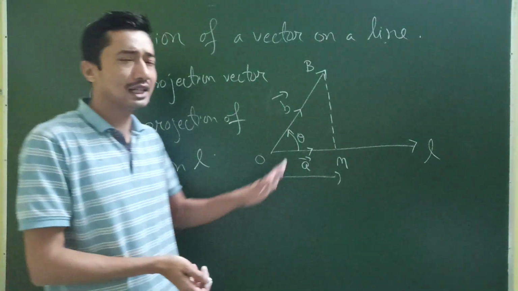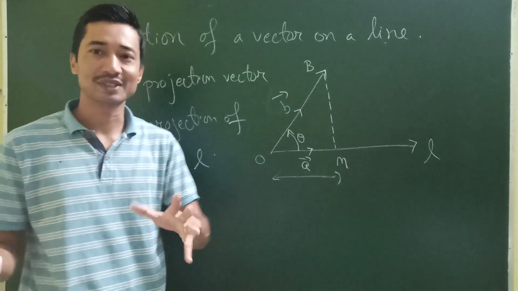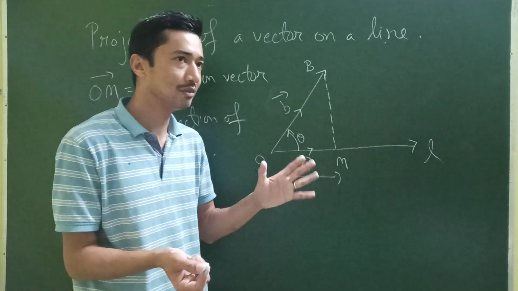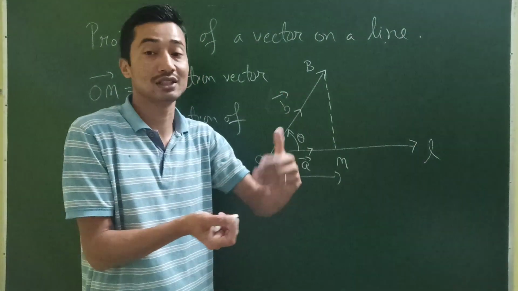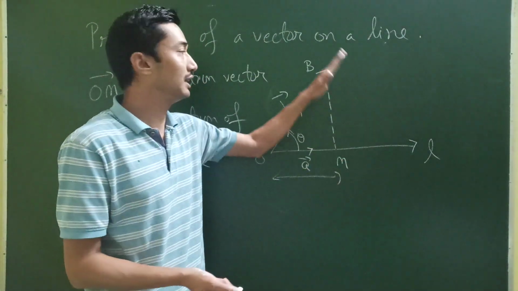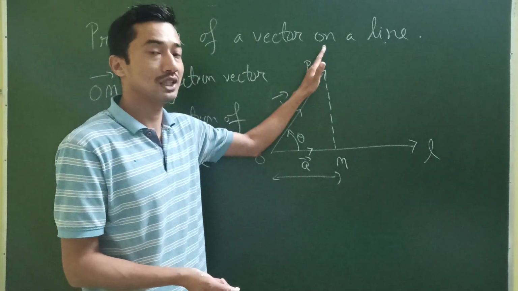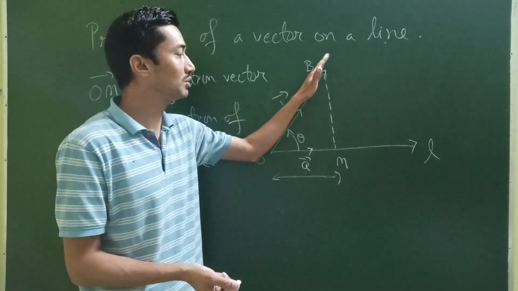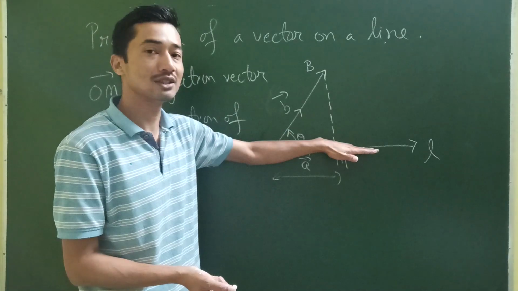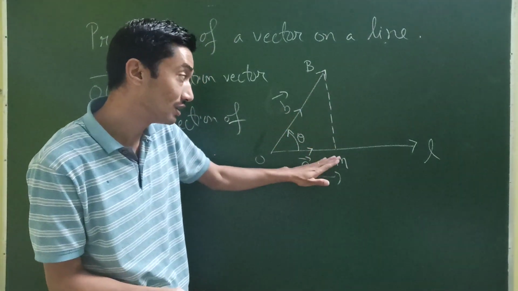It's something like its shadow, not mathematically or technically, but projection simply means the length of the shadow. If this is a directed line and we have a vector, what is the projection of this vector on this line? We drop a perpendicular and see what shadow is being cast by this particular vector on this line.